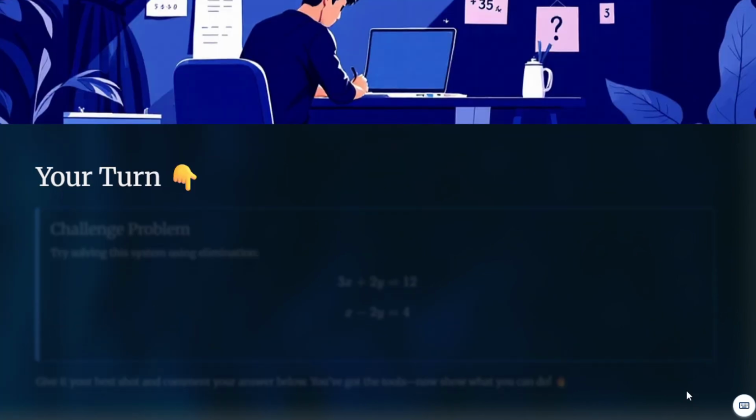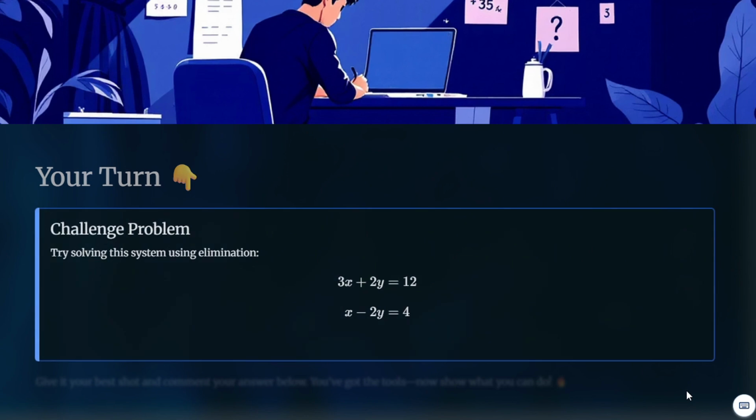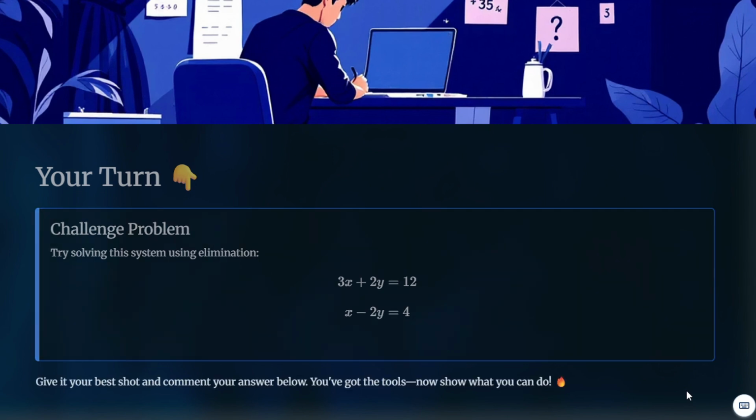Now it's your turn. Try solving this system using elimination. 3x plus 2y equals 12. x minus 2y equals 4. Give it your best shot and comment your answer below.